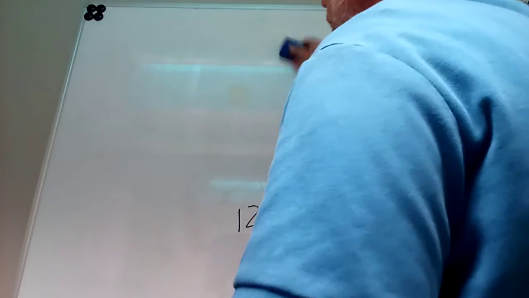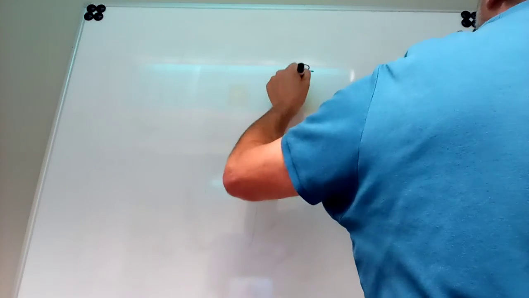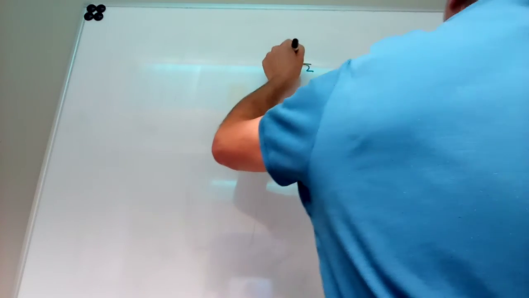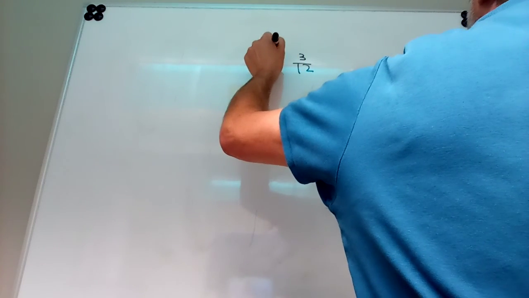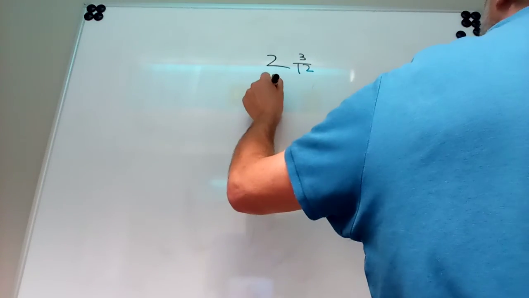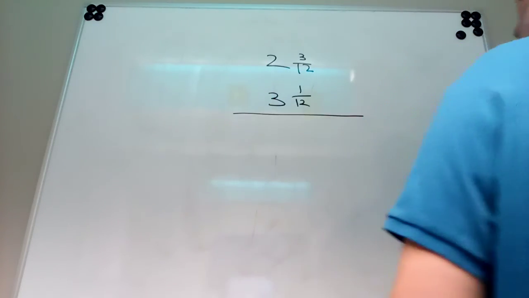Let's see if I pick a number different than 3/4 this time. So let's go with a bigger number on the bottom, let's go with 12 on the bottom. Okay, and let's go with 2 and 3/12 and 3 and 1/12. So let's add that together.